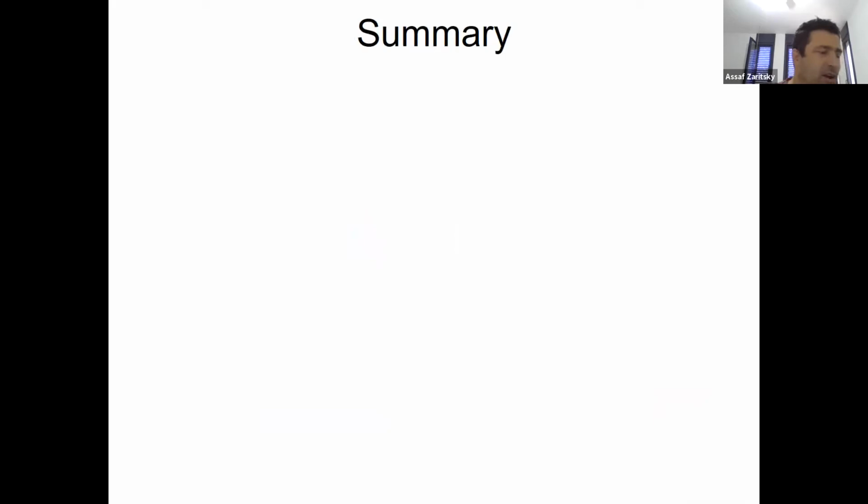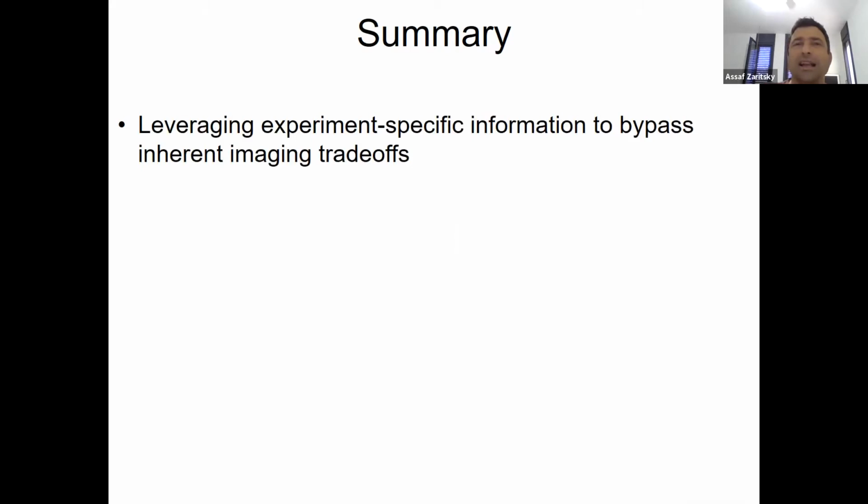Okay, summary, and then we go to a break. So, the experimental specific information to bypass the inherent imaging trade-off. We don't use information that we know about the image acquisition, but we actually exploit the variability of the experimental data, the true experimental data, and the true mapping that you can find within this data to train models, and it shows that it actually works very nicely.